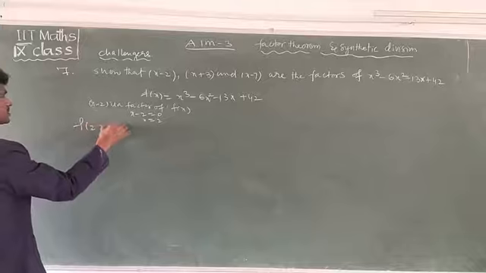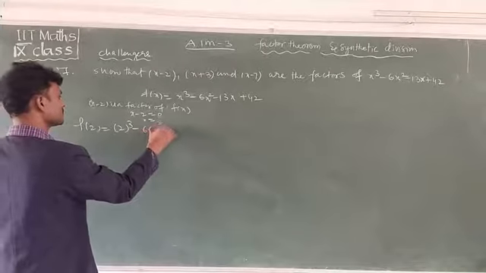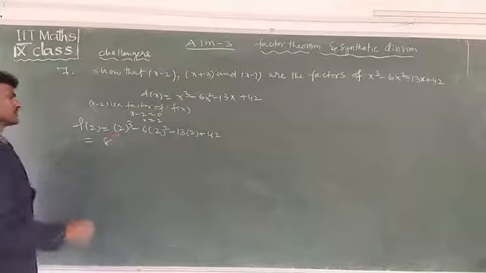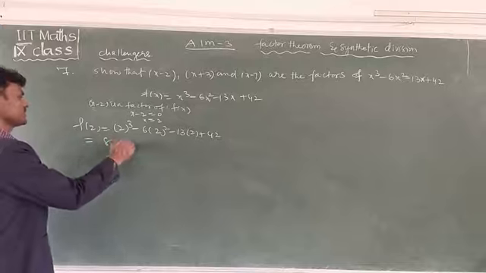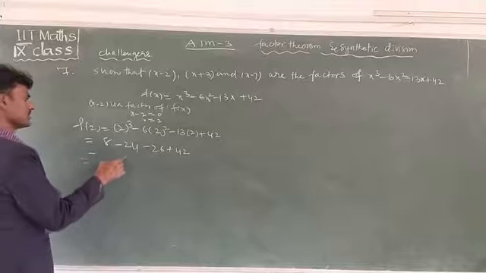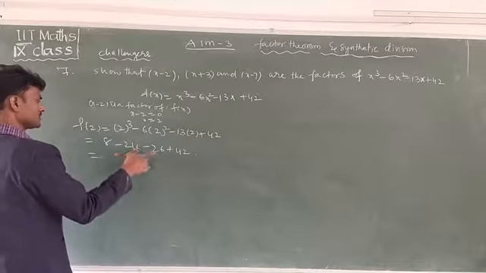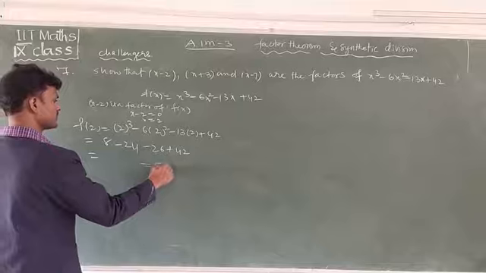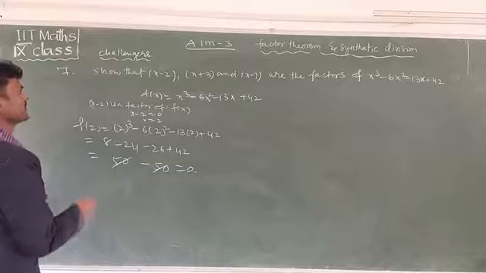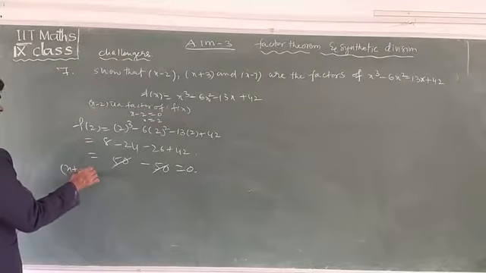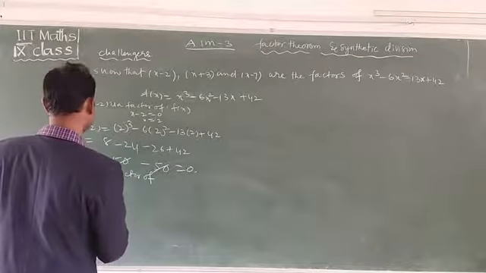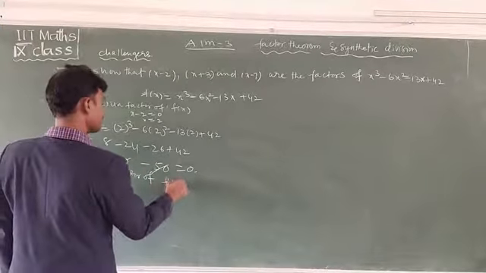Then f of 2 is equal to 2 cube minus 6 into 2 square minus 13 into 2 plus 42. 2 cube is equal to 8 and 2 square is 4. 4 6s are 24 and 13 2s are 26, plus 42. Now see here, this is 20, 20, 40, 50, minus 50, then this is 50. 50, 50 cancel, 0. Now second one, x plus 3 is a factor of f of x.